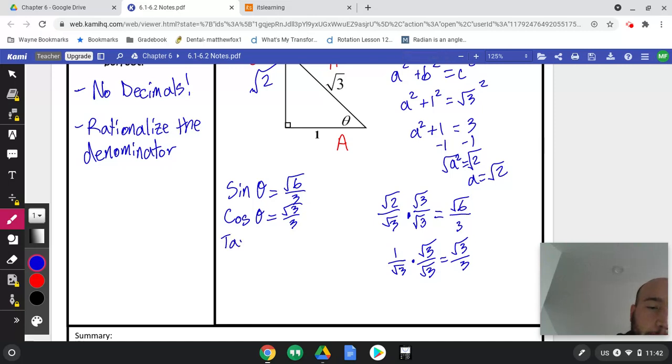Now tan. This one is O over A. So we're actually fine on this. It's just going to be square root of 2 over 1.